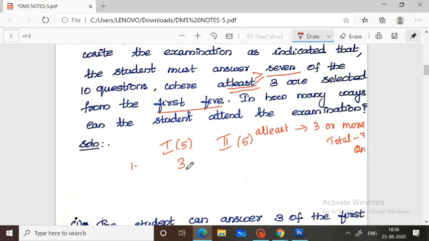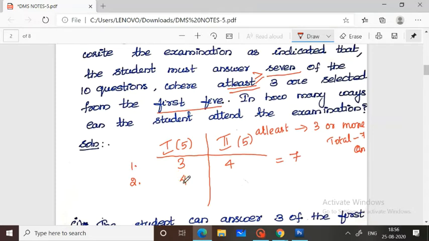So here 3 questions, if we select 3 questions in the first part, from the second part how many questions should we write? We have to attend 4 questions. From the first part, if it is 3, then we have to take from the second part 4. That means totally 7 questions. Now, second option, 3 or more. What is the next option? The next option is 4.